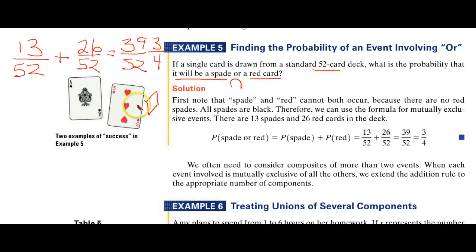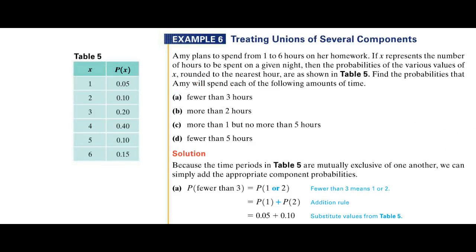This one was easy. And let me also mention they are mutually exclusive events because these were all black and these were all red. In example 6, here we're treating unions of several components. It says Amy plans to spend from 1 to 6 hours on her homework. If X represents the number of hours to be spent on a given night, then the probabilities of the various values of X rounded to the nearest hour are shown in Table 5.